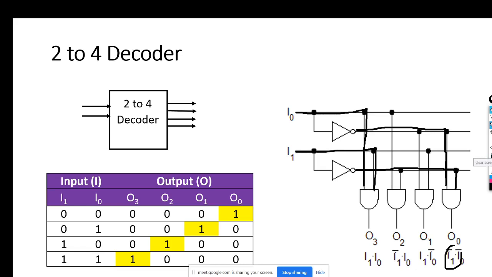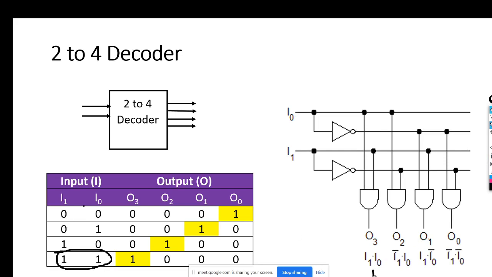So now this is going to work as a 2 to 4 decoder. For example, when both are 1, only this one is going to be 1, that is output 3. All the others are going to be 0. You know why? Because in AND logic, to be 1, both must be 1.